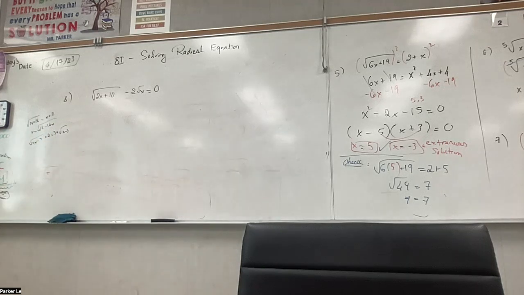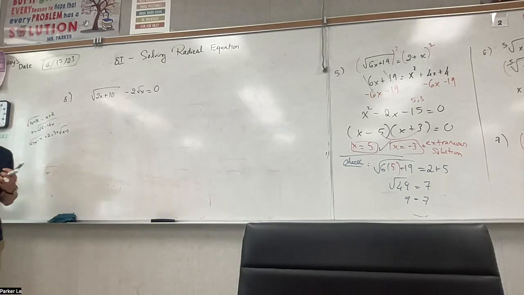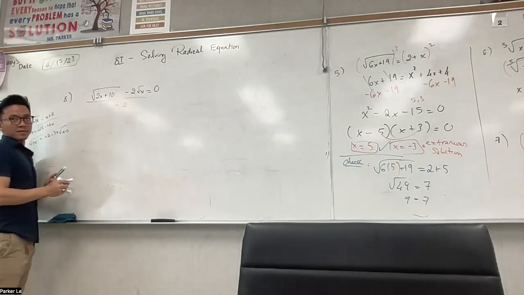Right, only 4 more. Number 8, what are we going to do with number 8? Divide by -2, and square everything. If you divide everything by -2, then square everything.